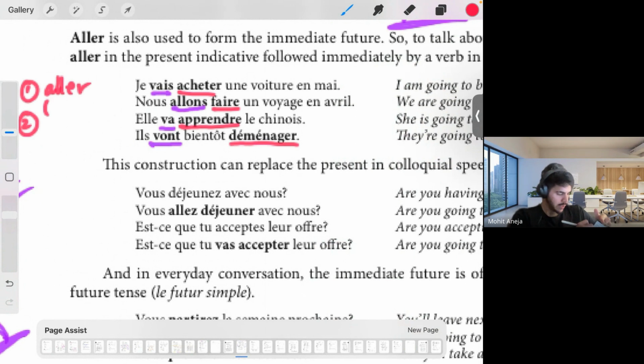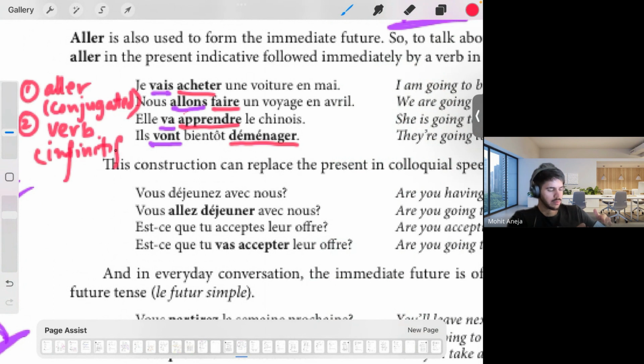Exactly. Very nice. That's exactly what this is. Aller here is conjugated. The verb that we write next to it is infinitive. And this shouldn't come as a surprise, given that we just read that any verb after the subject's first verb is actually going to be infinitive. We just learned that.